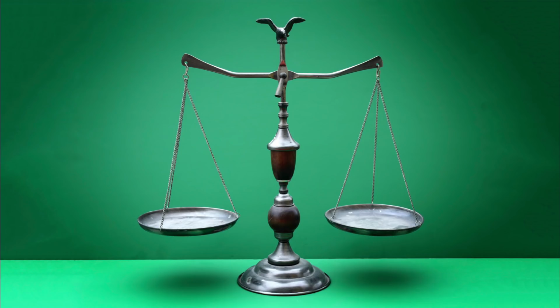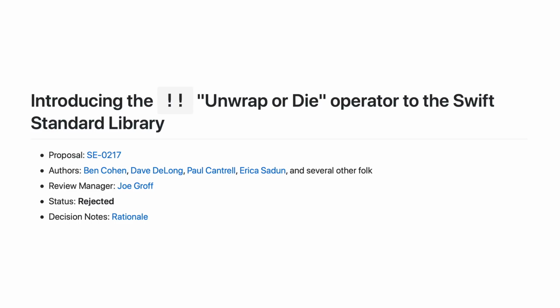Fourth, I think the review process is proving fair. The Swift core team takes every proposal on its own merits. There's no appeal to authority or special treatment for certain people. For example, here is the bang bang operator, unwrap or die, pitched by some major folks here, Ben Cohen, Dave Abrahams, Paul Cantrell, and Erica Sadun. And here it is rejected, with the reasoning being it might make people think they were try! or as!